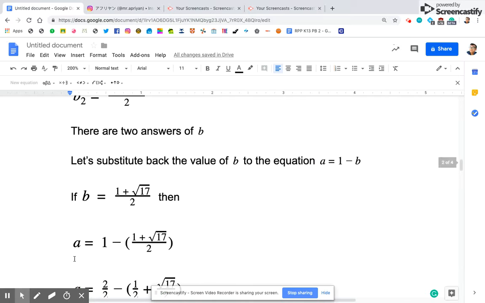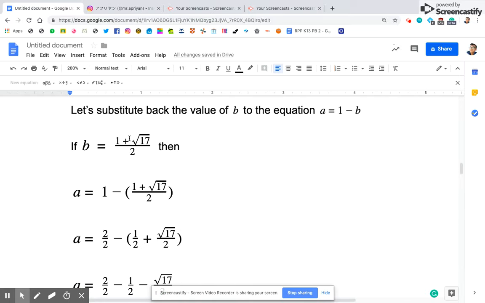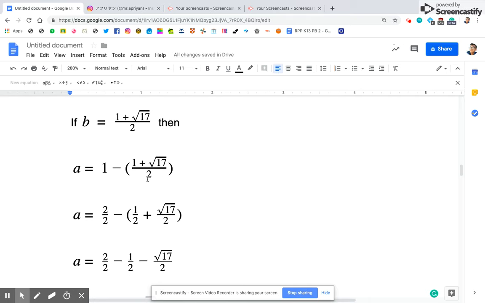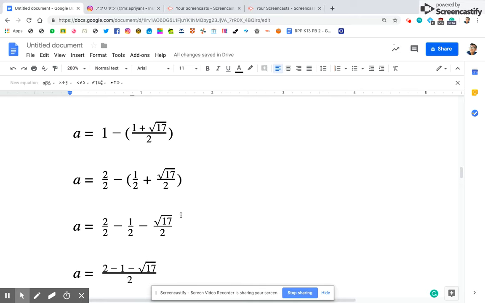Here you go. If B equals 1 plus square root of 17 over 2, then A is just 1 minus this guy. And since it's a fraction, I can split this with the same denominator, which is 2. So this is actually half plus square root of 17 over 2. But still, the brackets exist, and I need to remove the brackets, so I have to be careful. Negative times half is negative half. Negative of positive square root of 17 over 2 will be negative square root of 17 over 2.